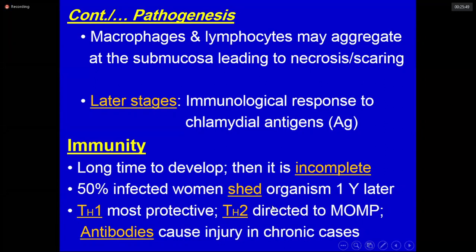Antibodies can cause injury in chronic cases. Also, antibodies can be formed. How are the antibodies formed? When the infected cells rupture and you get the elementary bodies outside, antibodies will be formed, when the organism becomes extracellular. So the antibodies are stimulated and formed when the bacteria become extracellular.